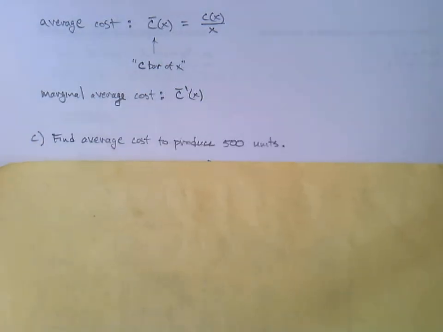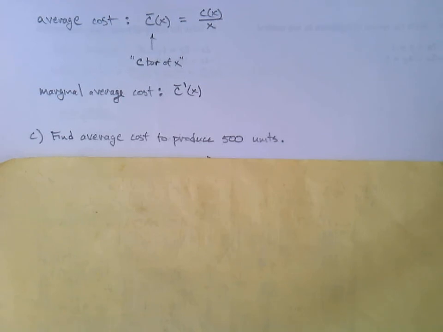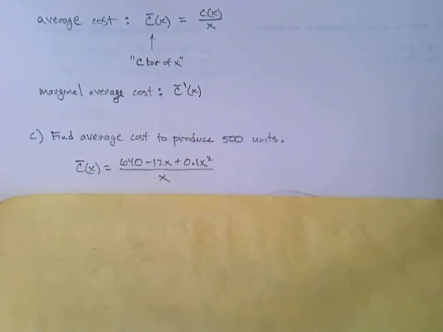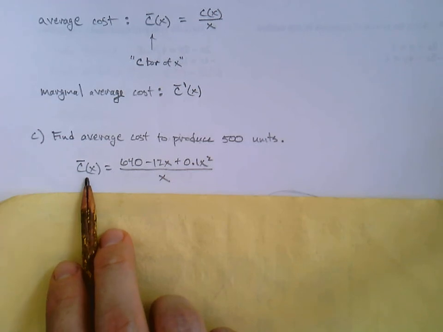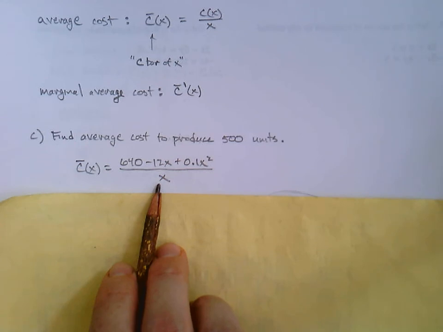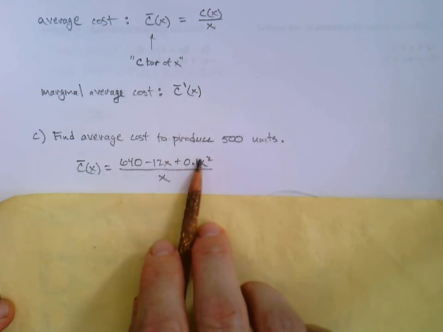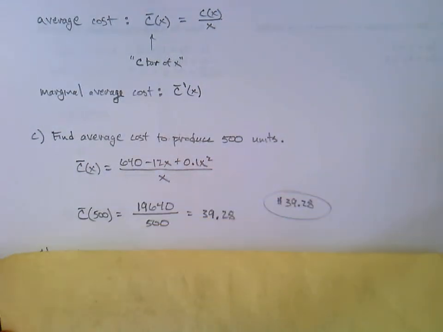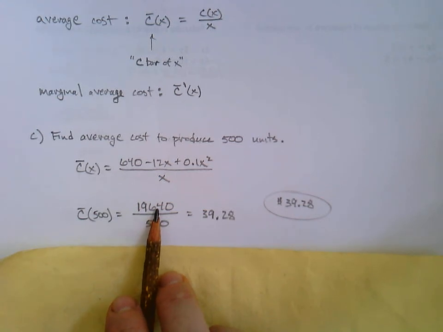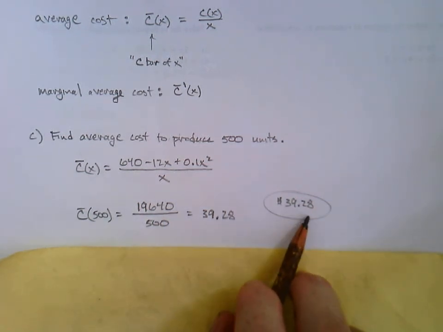Okay. Let's continue our example from before, now with average cost and marginal average cost. Find the average cost to produce 500 units. And so we'd say, okay, C bar is just our original C divided by x, always simply divided by x. And then we're going to plug in 500 everywhere. So we plug in 500 there, divide it by 500. Well, we did the numerator already, right? It's the 19,640. When we put 500 in, we divide that by 500. And there you go, $39.28.